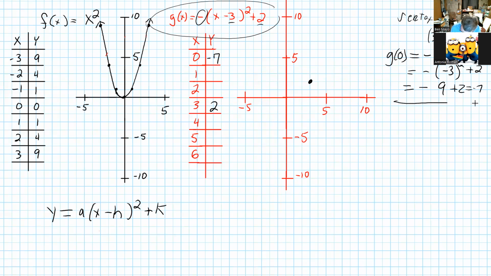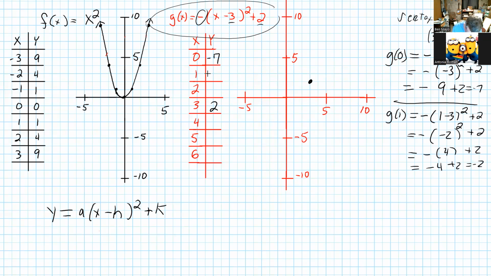All right. Let's find g of 1. So that's negative times the quantity 1 minus 3 squared plus 2, which is negative, 1 minus 3 is -2 the quantity squared plus 2, which is negative times, -2 times -2 is 4, but now the negative sign outside hits it, so -4 plus 2, which is -2. We good to go?